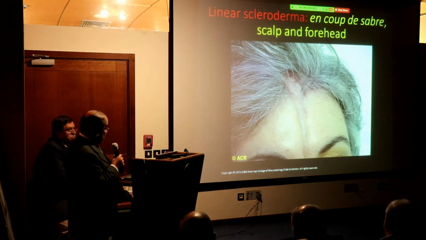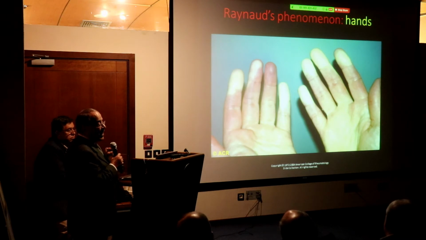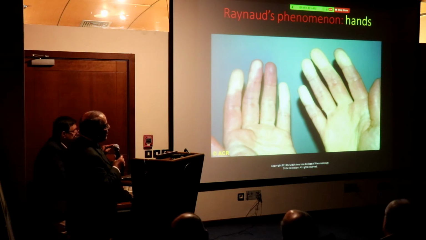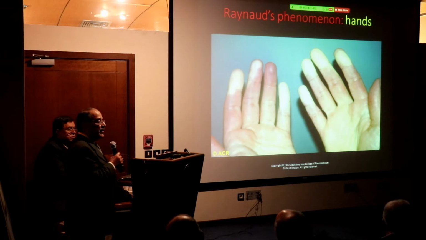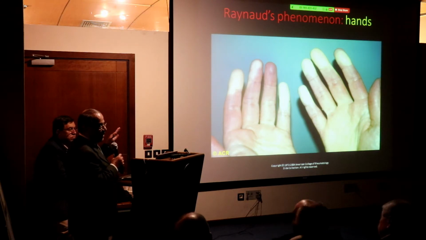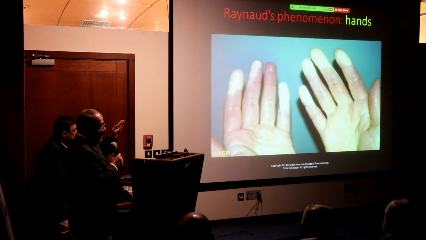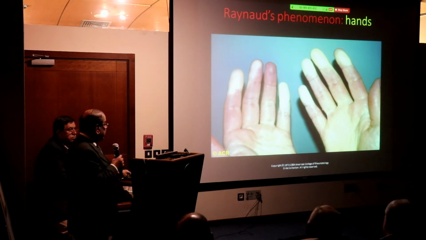This is the linear scleroderma, and 90% of patients with scleroderma will have Raynaud's phenomenon. Raynaud's phenomenon is a triphasic change in the color of the hand, and it is usually white, blue, and red. This is the sequence of Raynaud's phenomenon.